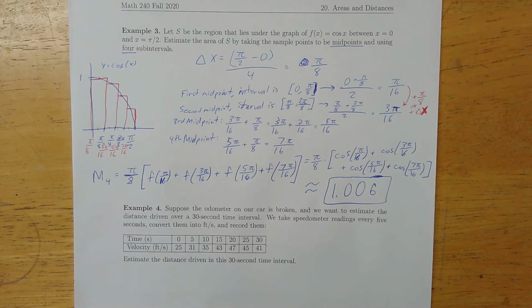Okay, so we've got an estimate. Great. And it looks like it's a little bit above and a little bit below. That doesn't mean that it'll be a perfect estimate, but it does mean that we should get close. All right, let's do one more example.